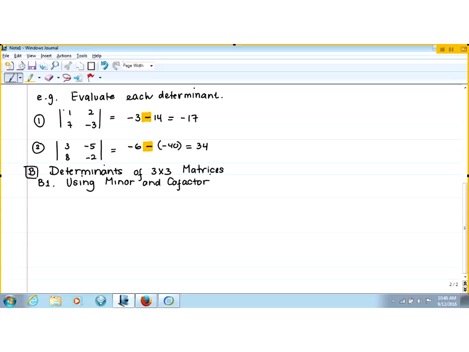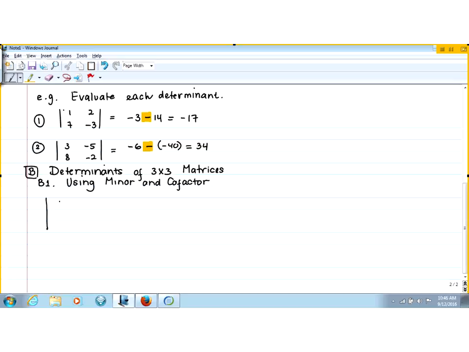So let's see. What is a minor? The minor of a matrix... how do I say that? Okay. It's a little bit complicated.